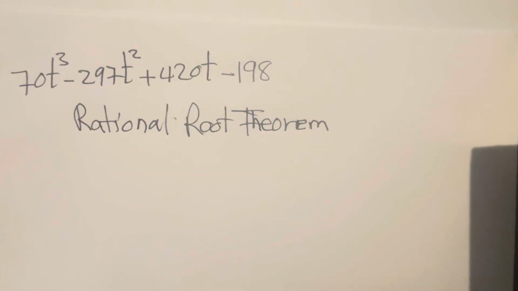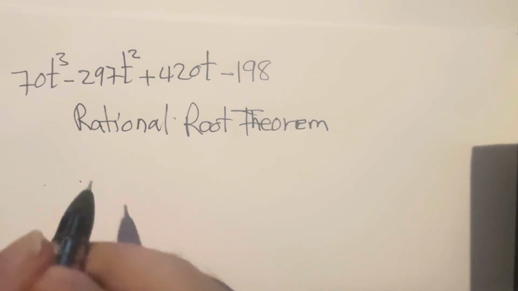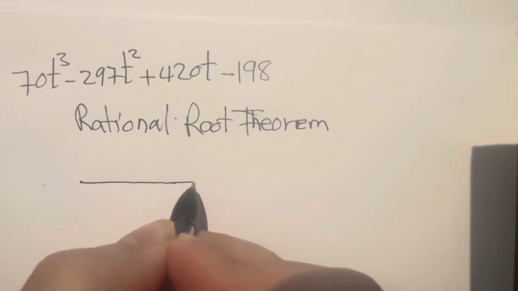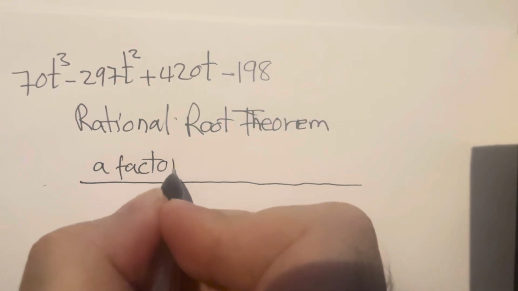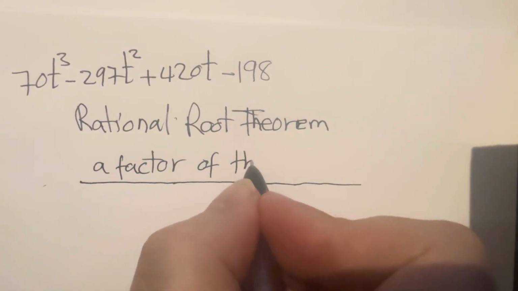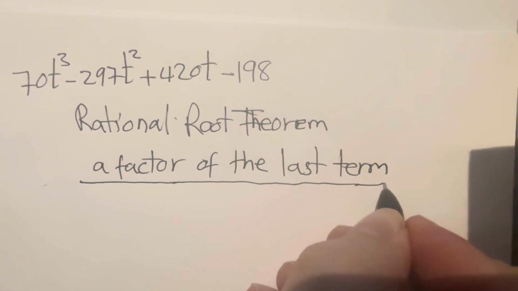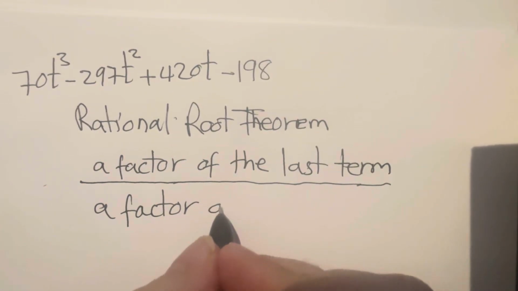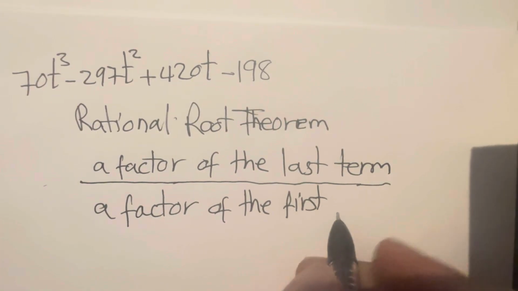We use the rational root theorem. So what does it say? It says a factor of the last term divided by a factor of the first term.